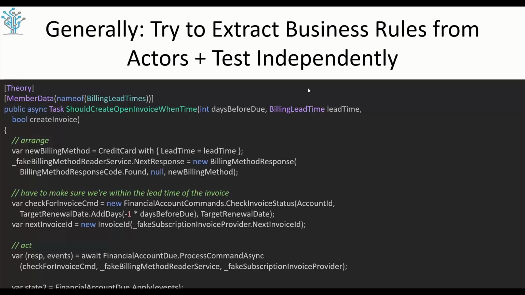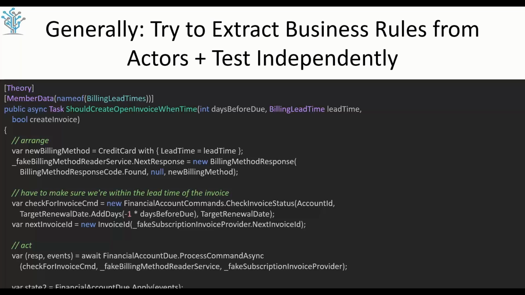The other thing we want to try to do, as a general best practice for working with actors, is extract business rules from actors and test them independently if we can. All of our business rules around when we open an invoice are actually fairly complex, because that depends a bit on the billing method the customer uses.